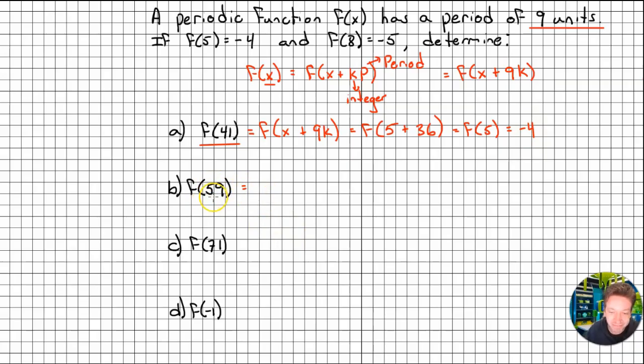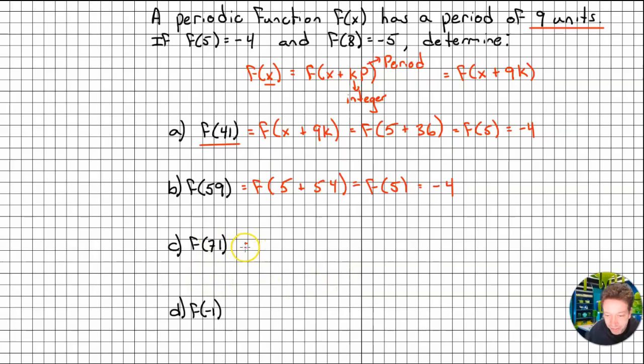All right, let's try another one. So 59. Does 9 go into 59? No. However, 9 times 6 is 54. So this could be equal to f of something plus 54. Okay, so what plus 54 gives us 59? It's 5, which is the same as f at 5. So its value is also -4.